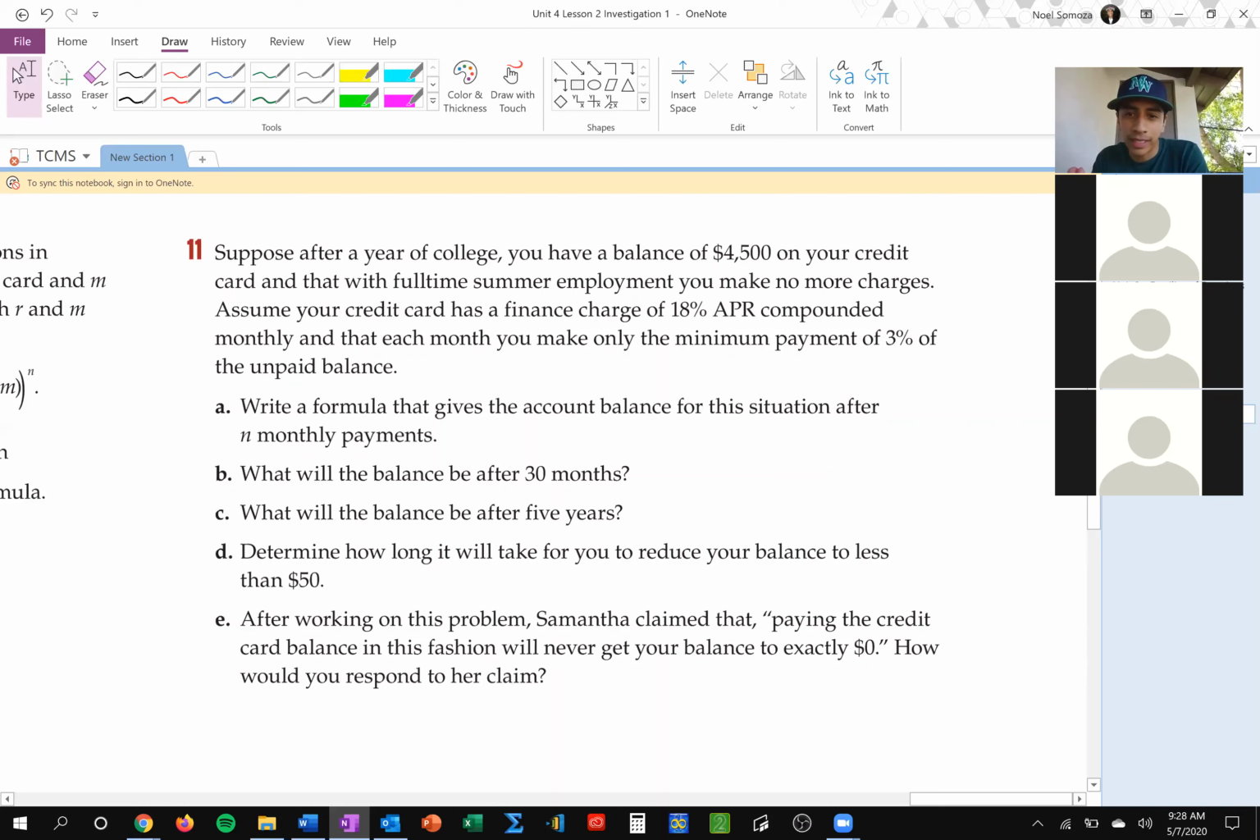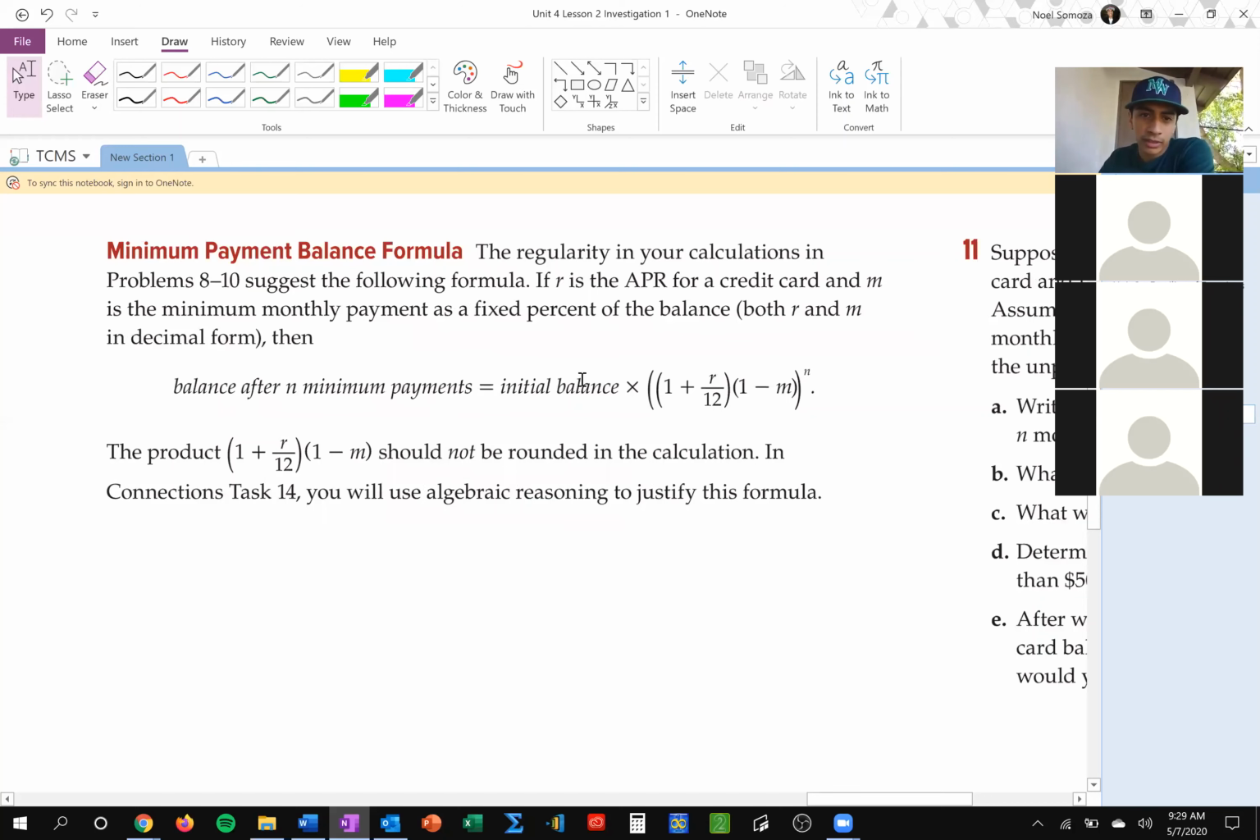Write a formula that gives the account balance for this situation after n monthly payments. Something to note is that n represents the number of months, since it's only one payment a month. The only things we need to worry about are: what is my initial balance, what is the rate in terms of the APR, what is M, my monthly minimum payment, and n, the number of months. So we want to go ahead and write something that we can use.